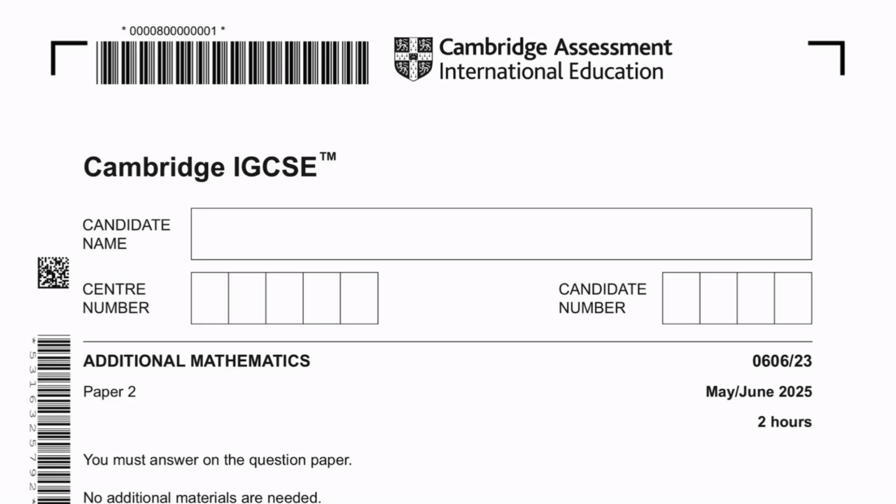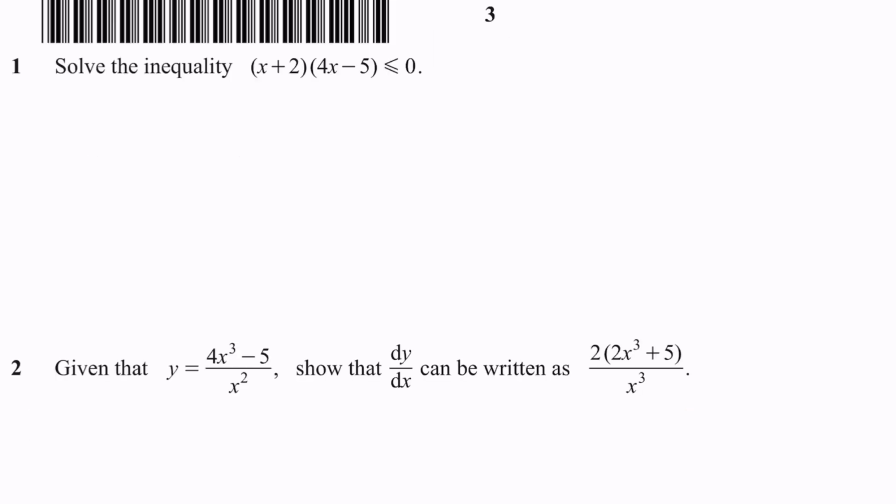In this video, we will discuss Additional Mathematics, Paper 2, May-June 2025, variant number 3. Question number 1. Solve the inequality. Step 1, we need to find the critical value.